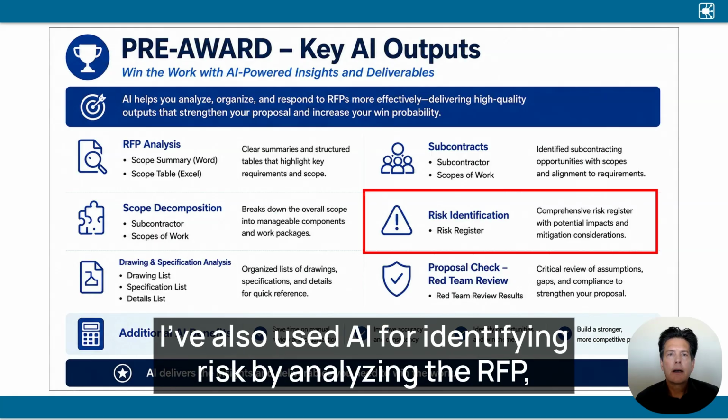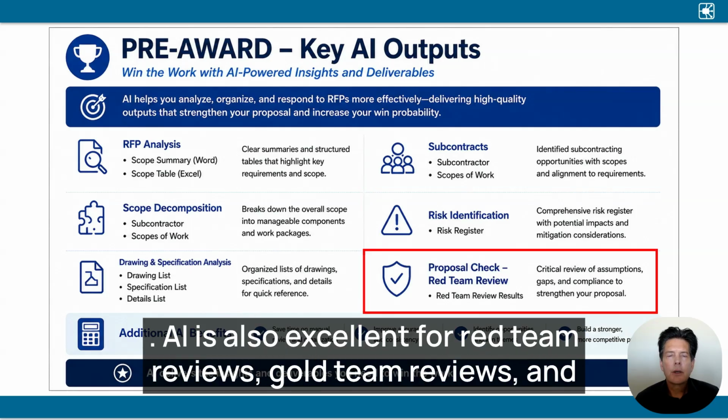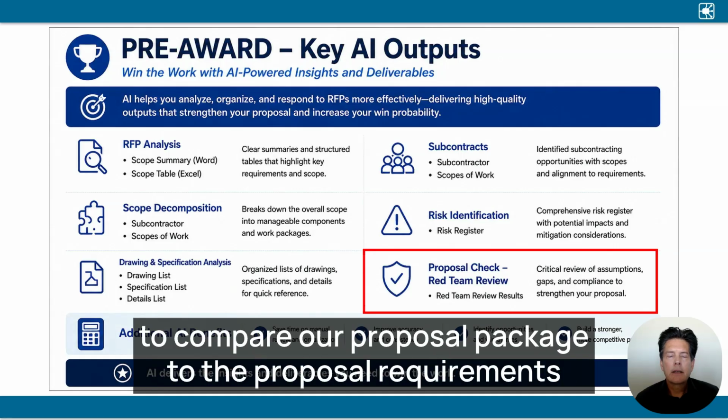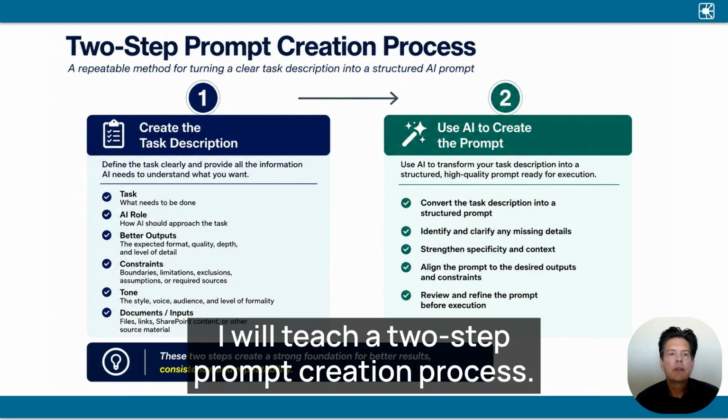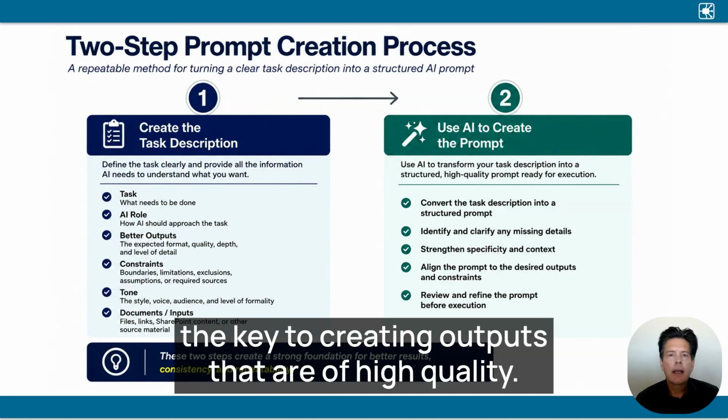I've also used AI for identifying risk by analyzing the RFP, drawings, and scope of work. AI is also excellent for red team reviews, gold team reviews, and to compare our proposal package to the proposal requirements. I will teach a two-step prompt creation process. I have found the two-step prompt process has been the key to creating outputs that are of high quality.